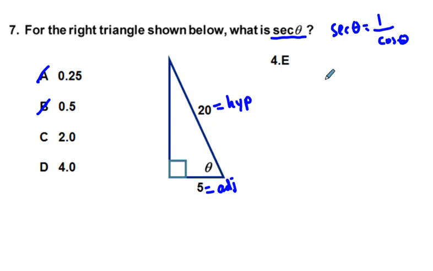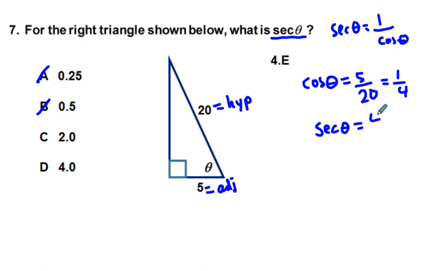So what is our cosine? Theta is equal to 5 over 20. And so that's going to be equal to 1/4. Well, secant is our reciprocal, or 1 over 1/4, which will be 4 over 1, which equals 4. So that is our secant value. 4. D is our correct answer, number 7.